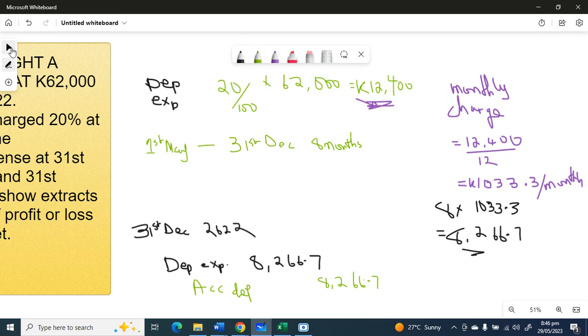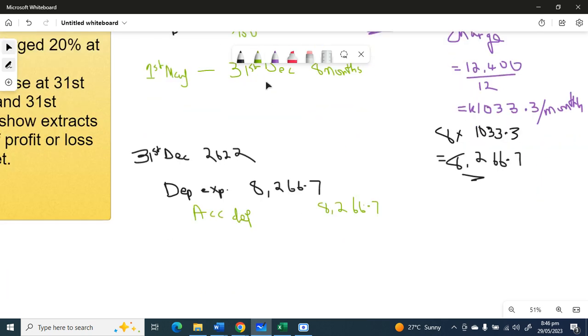So on our statement of profit or loss for the year 31st December 2022, under expenses, after you found your gross profit, then you say deduct less expenses, you're going to see the depreciation charge, or depreciation expense, 8,266.7.